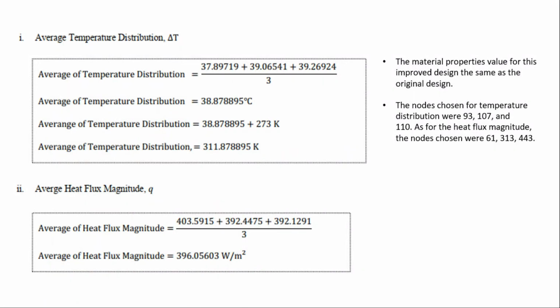Before we start our calculation for the triangular fins, note that the material properties for this improved design are the same as the original design. Our average temperature distribution from our nodes is 311.878895 Kelvin and our average heat flux magnitude Q is equal to 396.05603 watt per meter square.